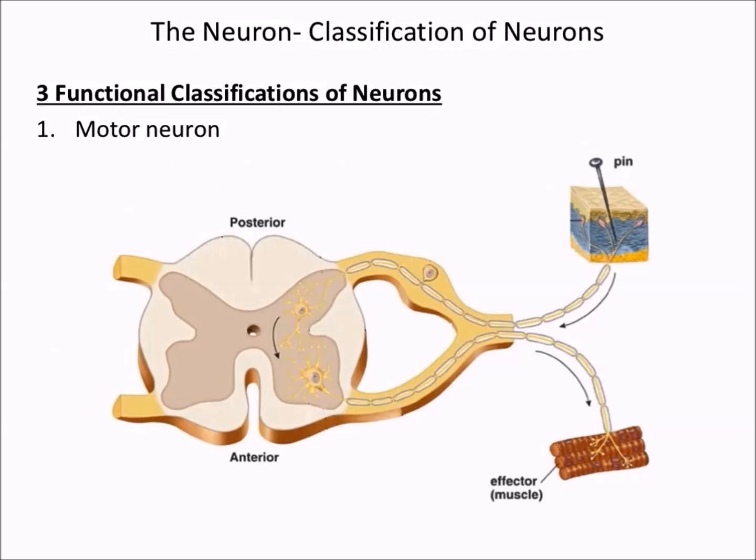A motor neuron, by definition, is a neuron that transmits an action potential from the central nervous system to the peripheral nervous system. And it is the neuron responsible for creating a motor response or action. A sensory neuron is a neuron that transmits its action potential from the peripheral nervous system to the central nervous system. And it is the neuron that receives and transmits sensory information. And the last functional classification of a neuron is the interneuron. The interneuron transmits electrical impulses between a sensory neuron and a motor neuron.